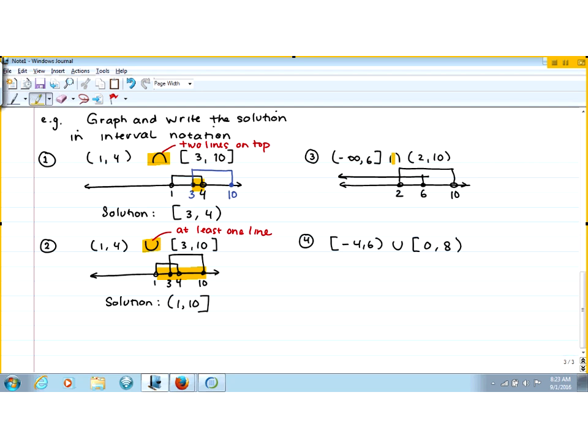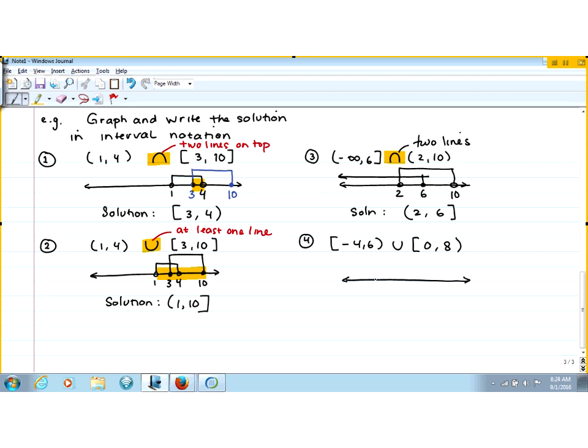All right. So which one is my solution? What does intersection mean? Not at least 2 lines, but 2 lines. The common one has 2 lines. So what will this be? Yes. Parenthesis 2, comma 6 bracket. Are we okay so far? Any questions? Can we continue?